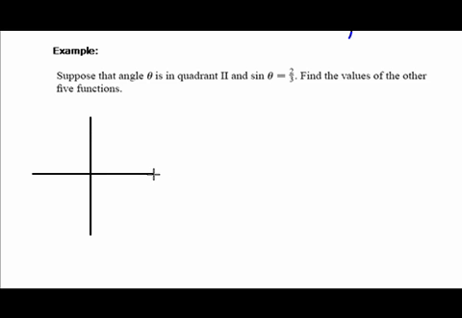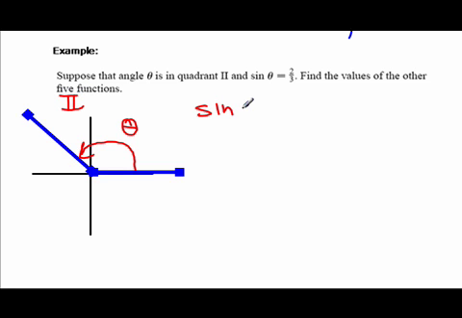So here's the XY plane. I'm going to construct this angle or draw this angle that's in quadrant 2. So there's the initial side. I know I'm over here somewhere in quadrant 2. Here's the angle theta in question. Over here in quadrant 2. And I know that the sine is 2/3. I'm being told that sine, which we know is y over r, is 2/3.